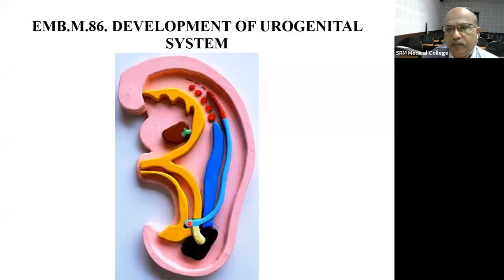So the trigone of the urinary bladder is mesodermal in origin. Am I correct? The remaining part of the urinary bladder is endodermal in origin, derived from the urogenital sinus. Urogenital sinus is nothing but the ventral part of the endodermal cloaca. Ventral part of the endodermal cloaca is called urogenital sinus. That gives rise to urinary bladder. So in this urinary bladder development, the entire part except the trigone is endodermal in origin. This trigone is mesodermal in origin.